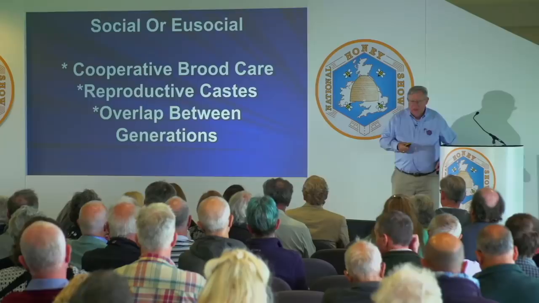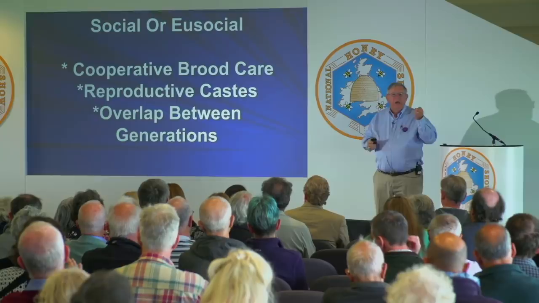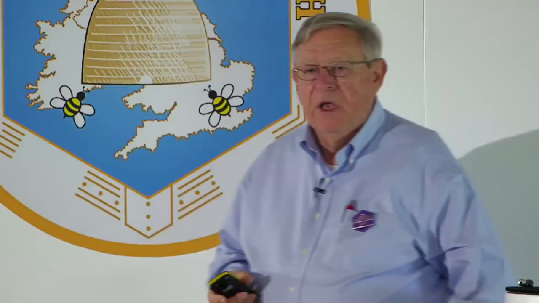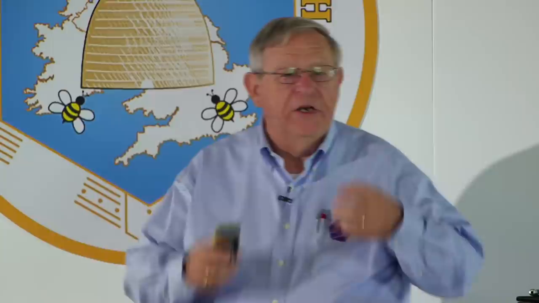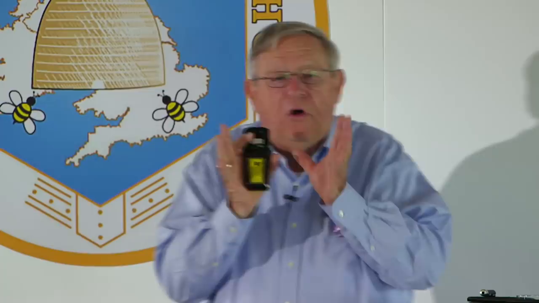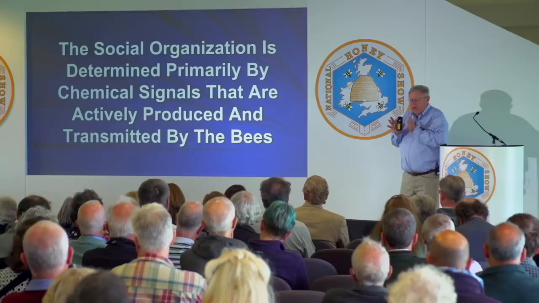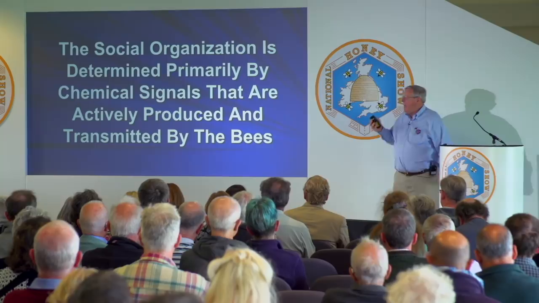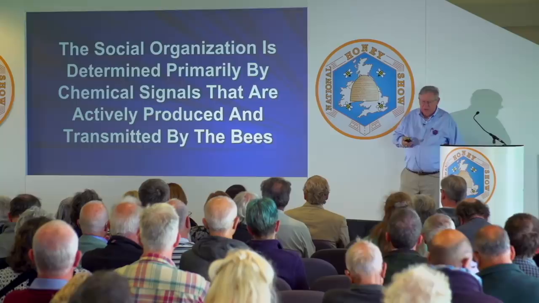To be a social insect, there are three basic characteristics associated with sociality. We sometimes refer to it as eusocial. First of all, there's cooperative brood care. The young of the reproductives then care for future generations of reproductives. There are the reproductive castes, the queen and the drone. And there's an overlap between generations. These are the characteristics associated with being eusocial. This social organization is under the direction or coordination of chemical signals that are actively produced and transmitted by the bees, and we'll talk more about that in tomorrow's lecture.